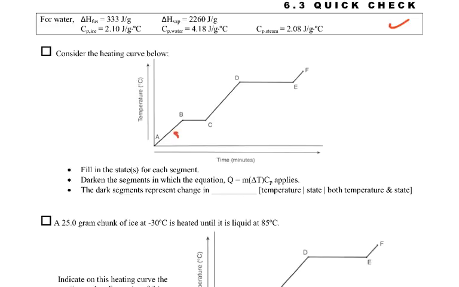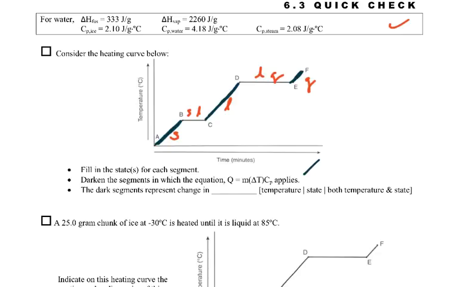So this A to B segment, that's a solid. The C to D, that's going to be liquid. And the E to F, that's going to be gas. Solid, liquid, and gas. In between, this is going to be solid changing to liquid, and this is going to be liquid changing to gas. Darken the segments in which the equation Q equals m delta T C sub P applies. What we're talking about is this part right here, and this part here, and this part here. All three of those, that's where we would use this equation Q equals m delta T C sub P.